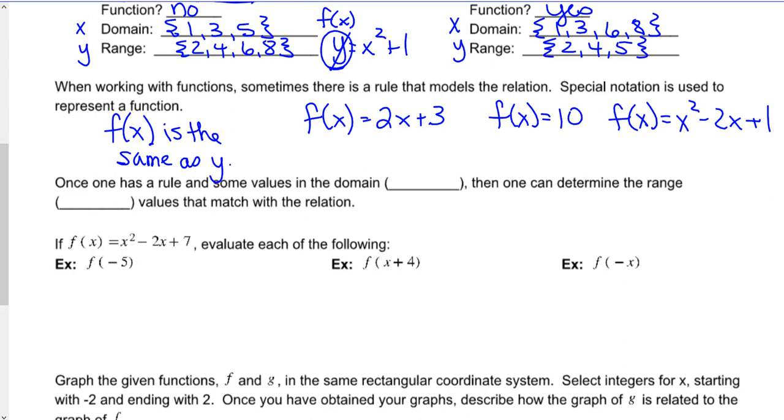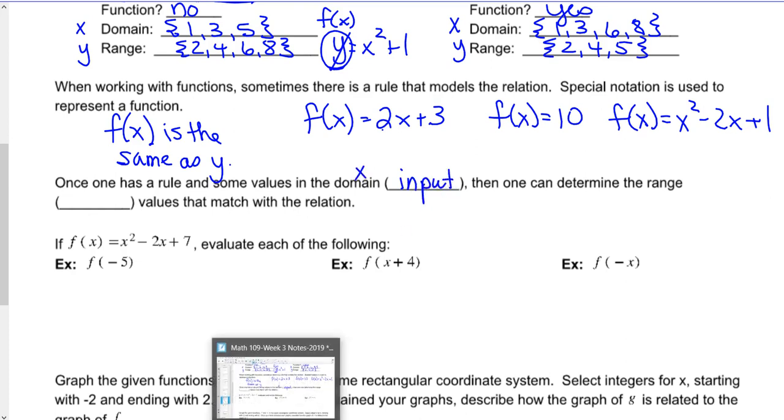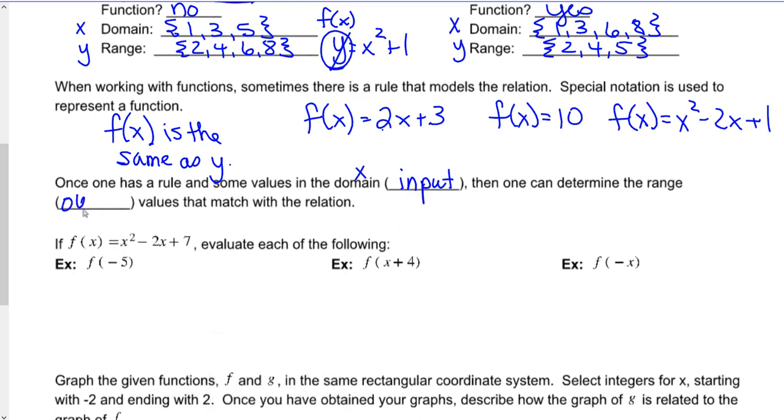Now, once one has a rule, for instance, this rule is to times the x value by 2 and then add 3, and some values in the domain, which we can also think of as our input values. Again, these are our x's. Then one can determine the range, which is the output value, or, don't forget, those are our y values that match with each relation, okay?